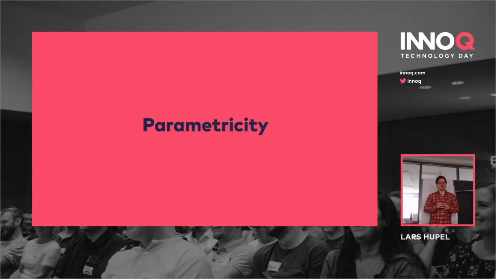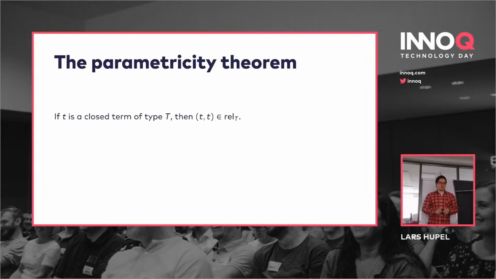So I'm going to reap the benefits of all the mathematical introductions that I've just made. And we'll talk about the insight that John Reynolds had in his paper on parametricity. Now, what the parametricity theorem says, the central theorem in the entire paper, is that if you have some expression, some closed term, closed meaning there are no additional variables floating around, of a particular type, then this term t is related to itself.